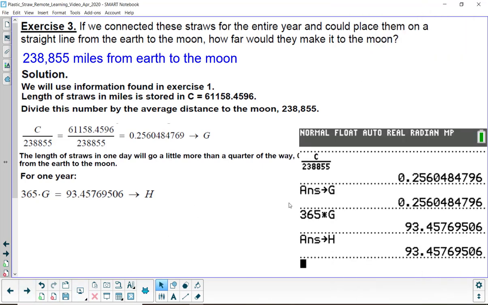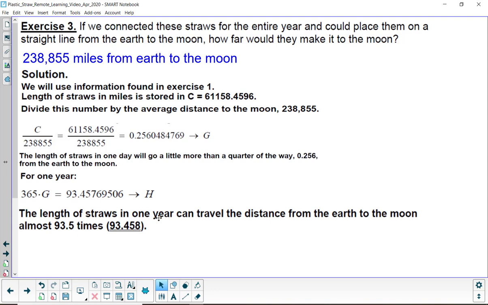And this again is what the screenshot looks like. So the length of straws in 1 year can travel the distance from Earth to moon almost 93.5 times. And that would be almost 47 round trips. Earth to moon, moon back to Earth.